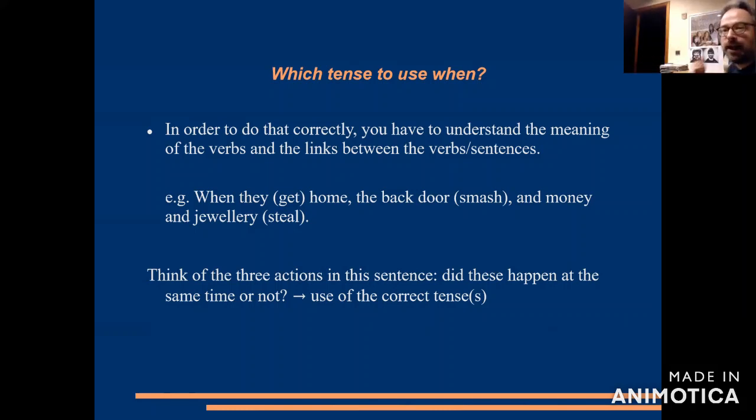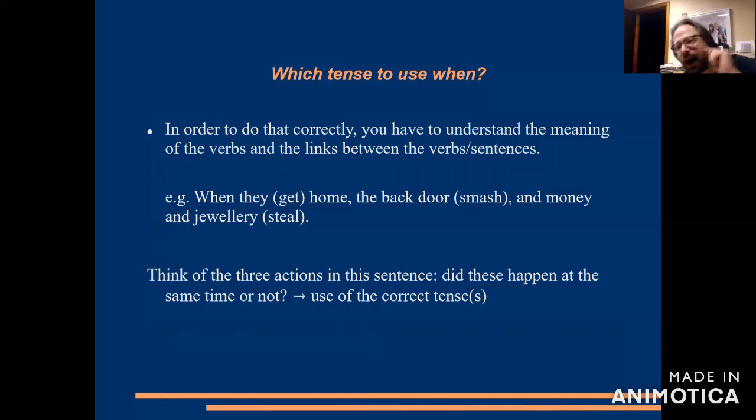Right. So let's say it's not me, but the burglars were there and they opened the door, right? So when they got home, the back door was opened or had been opened. You can focus on two things. You can focus on the activity which I just did, which was opening the door. If you say the activity of the door first closed and then opened, then you have to say the back door had been opened or had been smashed, right? Because that happened in the past.